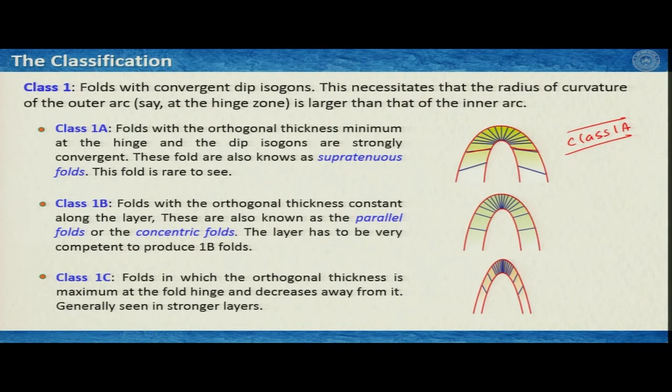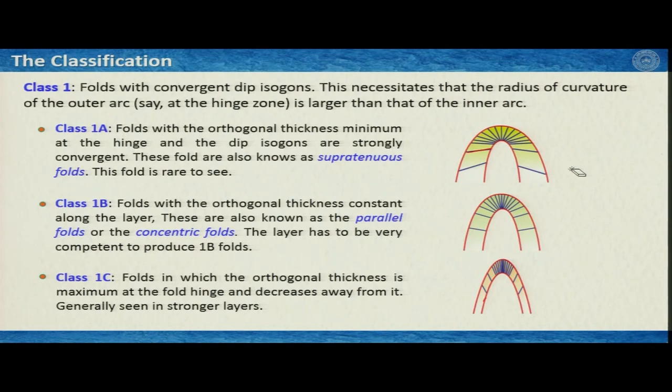And then comes class 1C, where folds in which the orthogonal thickness is maximum at the fold hinge and it decreases away from it. So, what we see here is that the thickness is maximum here and is decreasing away towards the limb. In this case as well, we can see from this illustration that the dip isogons, the blue lines, are converging towards the fold core.